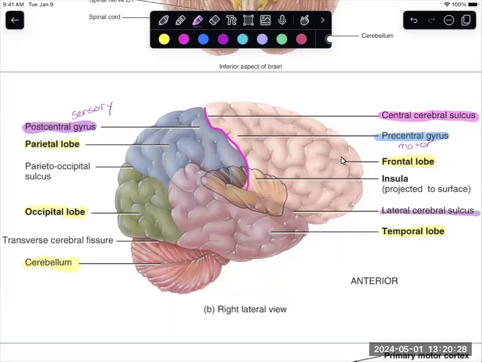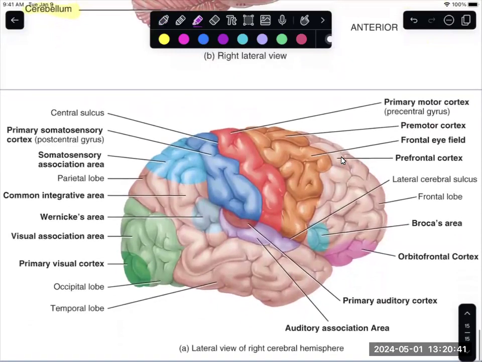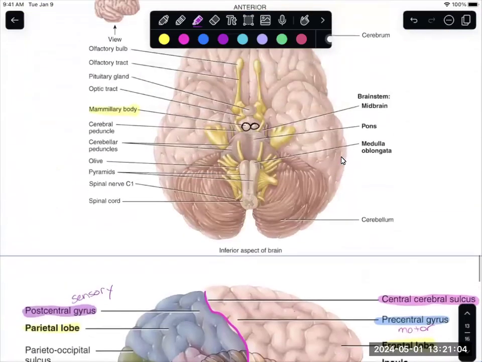We can see the lateral cerebral sulcus there as well between that temporal lobe and that frontal lobe. Here it kind of draws out that primary motor cortex, that primary somatosensory cortex, which is that postcentral gyrus, that precentral gyrus. You can see them in those different colors, that central sulcus. You can see some of the different areas kind of highlighted in the brain.